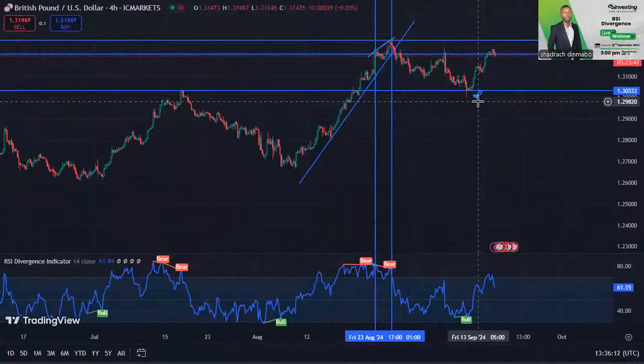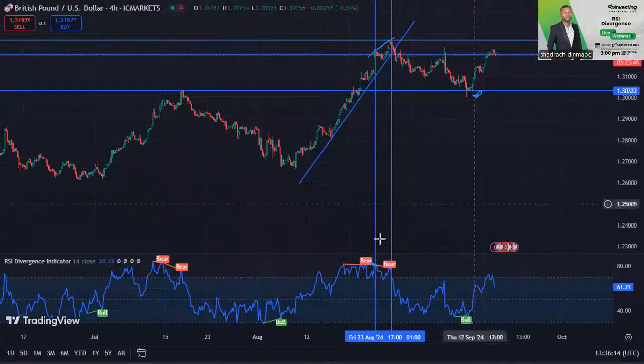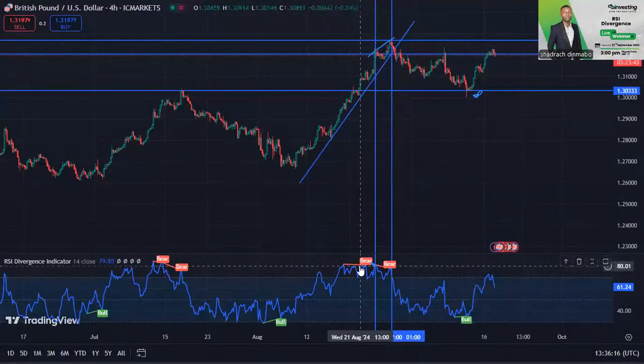We can do this again and again and again. If you watch here, we got about two bearish divergence signals here that our RSI gave to us.